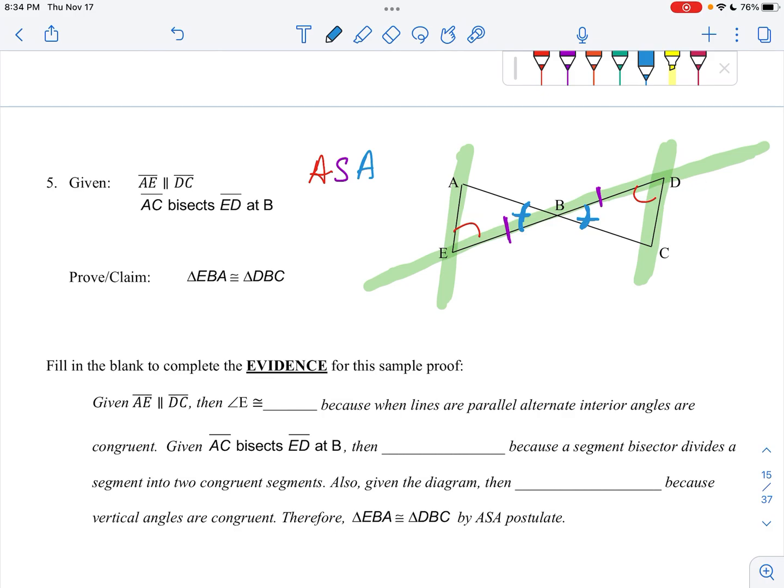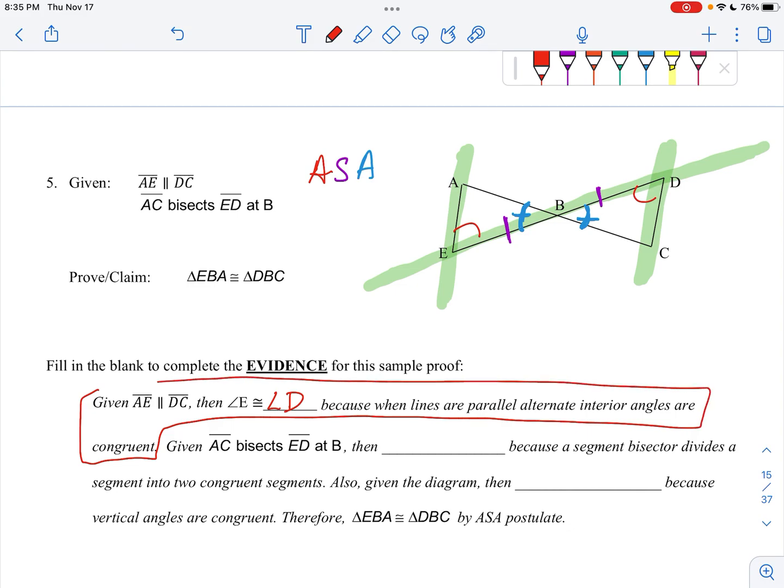It says, given AE is parallel to DC, then angle E is congruent to angle D, because when lines are parallel, alternate interior angles are congruent. So this statement right here, I'm just annotating this so we see it. This explained the first angle.